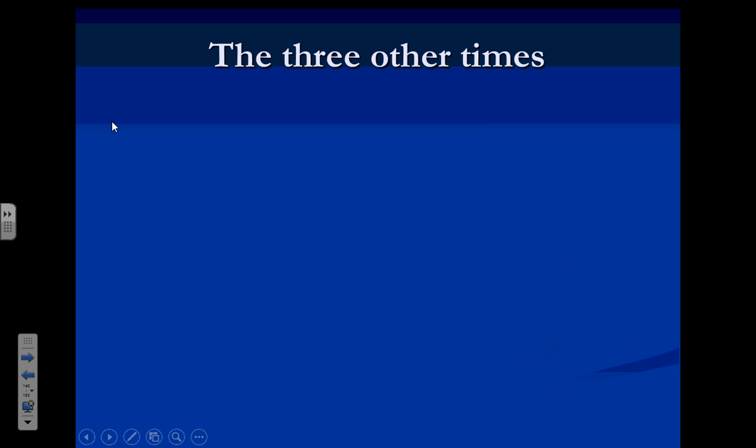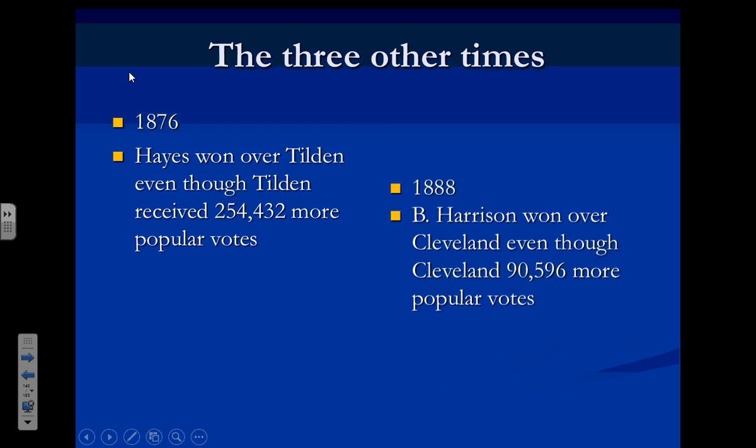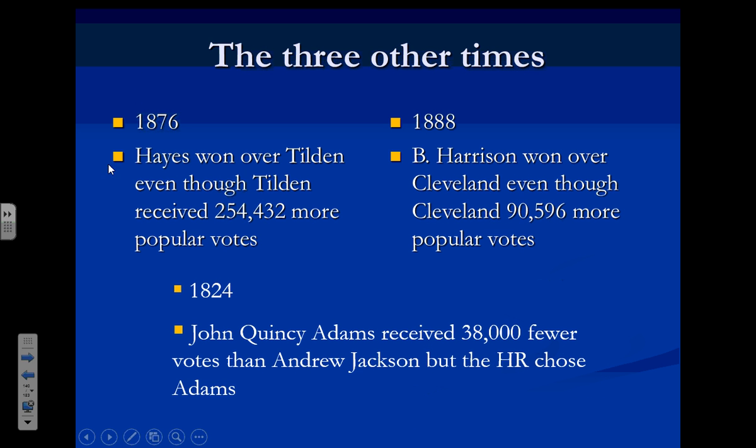So it has happened there, and it's happened 3 other times, in 1876, in 1888, and 1824. So there have been 4 times in American history when the person who received the most popular votes actually lost the election, which, again, if we go by a democratic system, it seems like you would give the election to whoever gets the most votes. With the Electoral College, it's possible to get the most votes and still lose, mostly because of the winner-take-all.